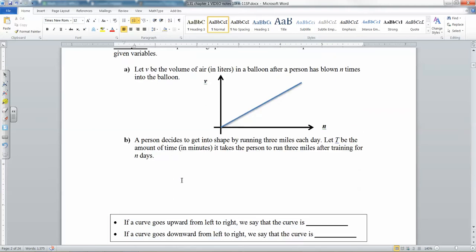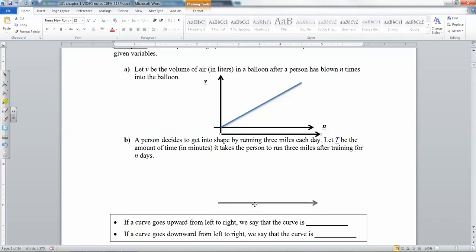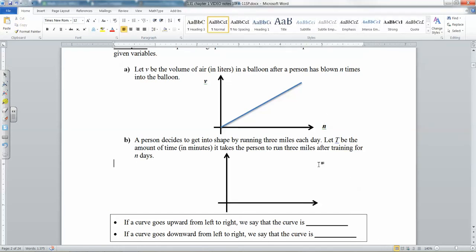All right, so now a person decides to get into shape by running 3 miles each day. Let T be the amount of time it takes a person to run 3 miles after training for N days. Okay, so let me make this lovely graph right here. Okay, so now which one's the independent variable and which one's the dependent variable?